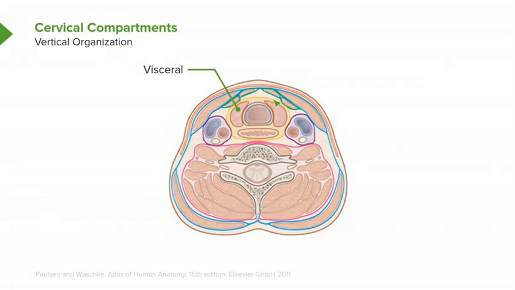Here we're looking at the visceral compartment right in through here. It is surrounded by the yellow line, which is a sheath, and we'll get to that sheath and its name shortly. But the visceral compartment contains the thyroid gland. See one lobe there and the opposite lobe here. We also see in this view the trachea, and then lying posterior to the trachea, we have the esophagus.